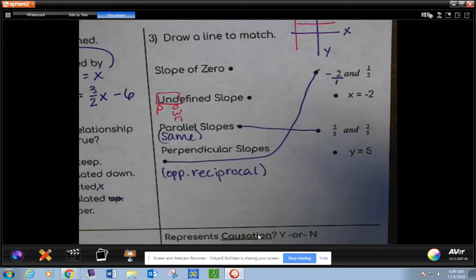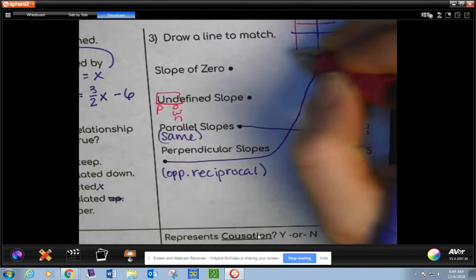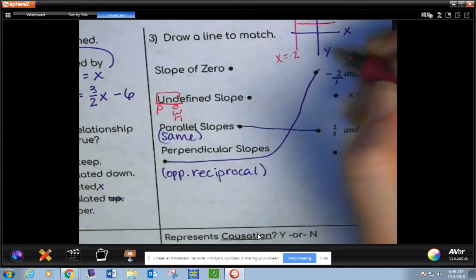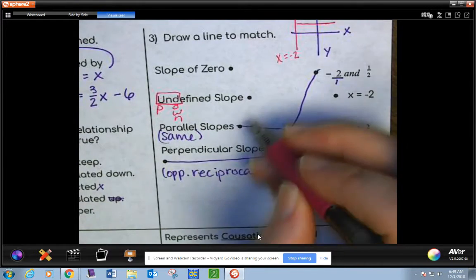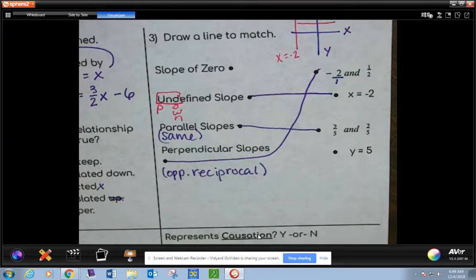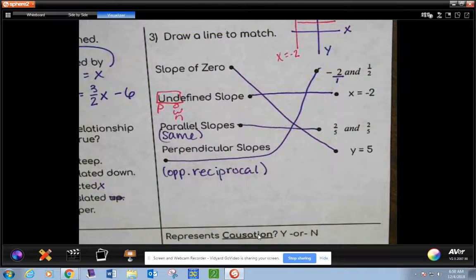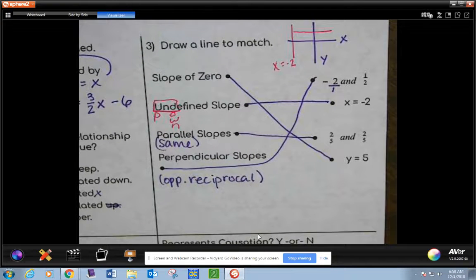And so, like, if you went to X at -2, and I kind of went a little bit far from my line, so like if I called this X equals -2, it's crossing at -2, that would be my undefined slope. A slope of 0 is a line that goes straight across, and 0 slopes always start with Y equals. So you just have to keep straight which one's X and which one's Y. It helps to draw a little bit of a picture.